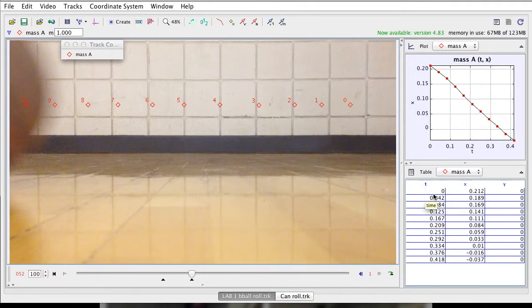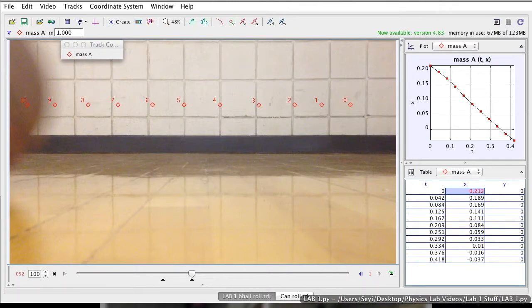My initial position is just the first point in the graph, which is 0.212 meters. Now, the initial velocity is calculated by the change in position over the change in time, which is calculated to be negative 0.056 meters per second.